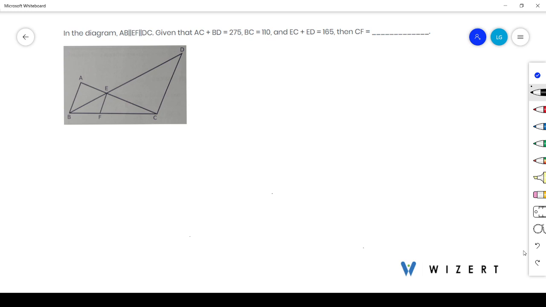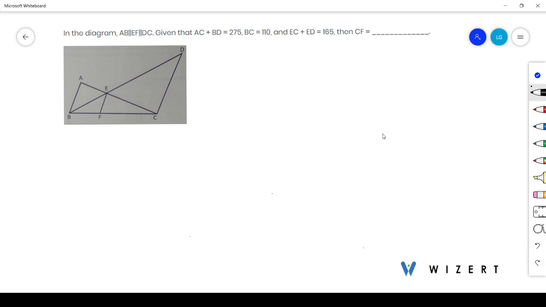Our question is, in the diagram, AB is parallel to EF is parallel to DC. Given that AC plus BD equals 275, BC equals 110 and EC plus ED equals 165, then find CF.